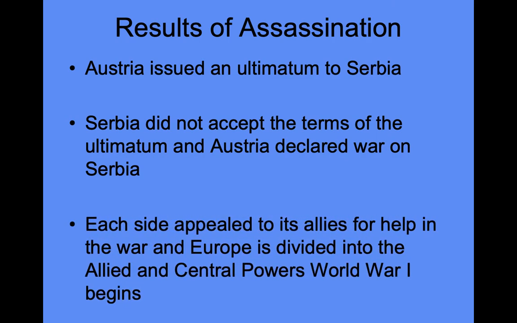With that declaration of war, each side reached out to and appealed to its allies for help and defense in the war. Serbia reached out to its ally Russia, and Austria reached out to its ally Germany once Russia agreed to support and defend Serbia. This started a domino effect where each of the countries of Europe, because of their alliances, was pulled in to a much larger conflict that became known as World War I and divided Europe into the Allied and Central Powers that we will be looking at next week.